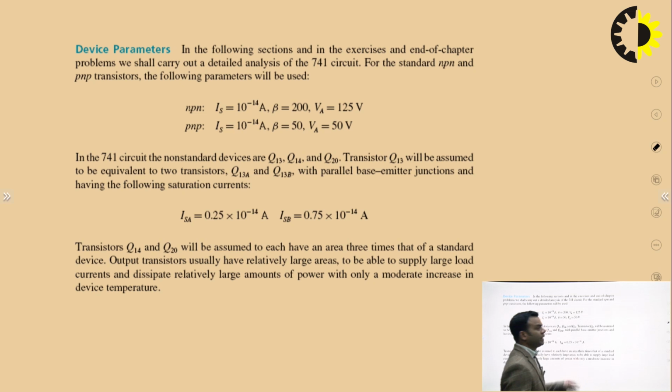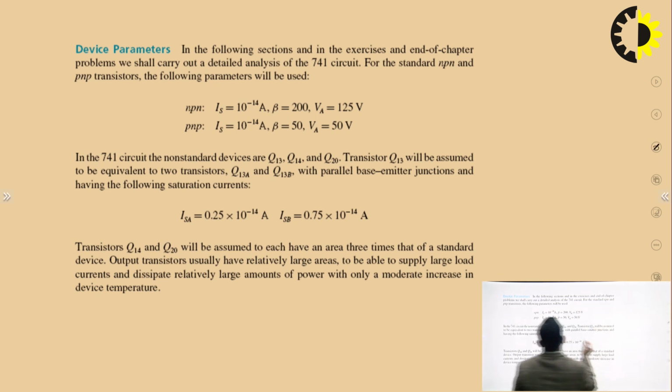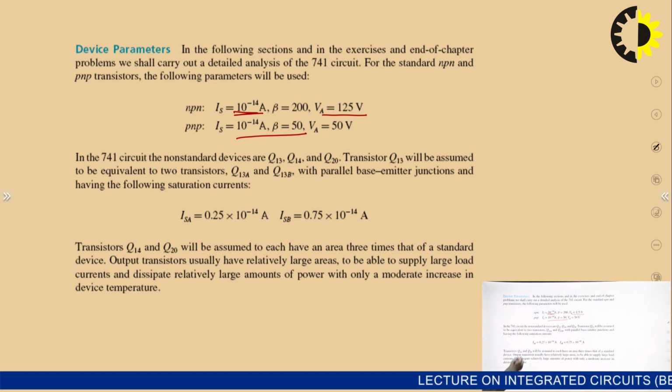And these are the device parameters for PNP transistors. Reverse saturation current is 10 to the power minus 14 ampere, beta is this, early voltage is this. For PNP transistor it is like this. And for the Q13, these are the device parameters.